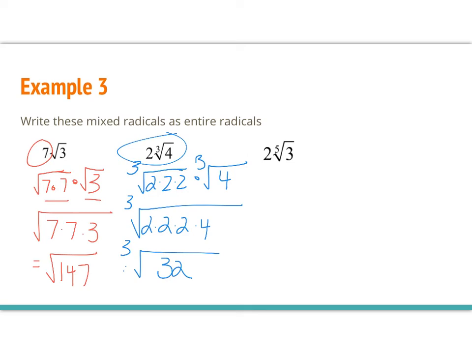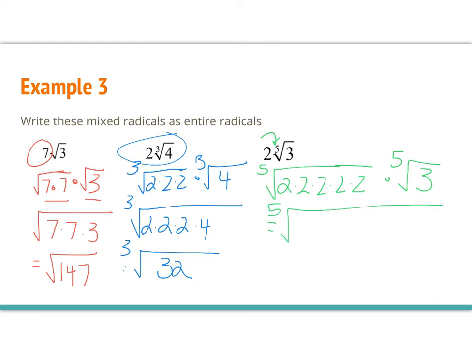Third one, if I want to put something under a 5th root, how many times am I going to have to multiply it by itself? 5. So under the 5th root, we'll have 2 times 2 times 2 times 2 times 2 times the 5th root of 3. And when we put them all underneath the same 5th root, we end up with the 5th root of 96.